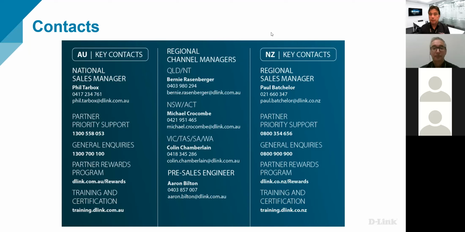Great. Ilya, question here from Peter. Are there any 10 gig products in the cloud lineup? Is there anything in the roadmap?